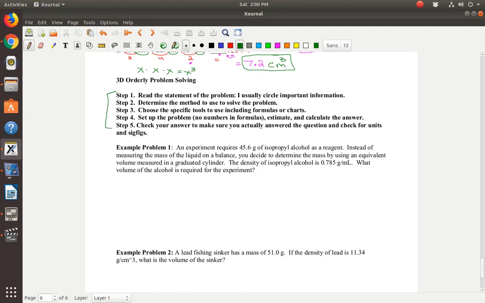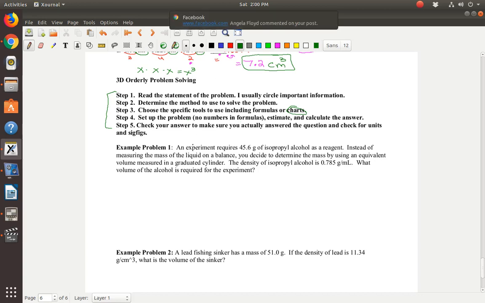Read the statement of the problem. I usually circle important information. Determine the method to use to solve the problem. Choose the specific tools to use, including formulas or charts, and a lot of times you're going to have to use charts. Set the problem up, no numbers in the formulas. Estimate and calculate the answer.